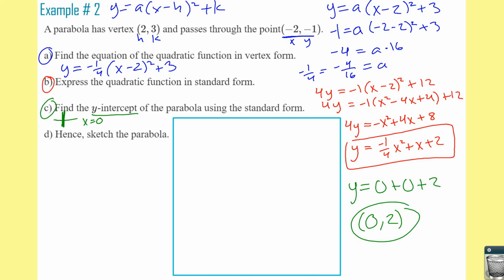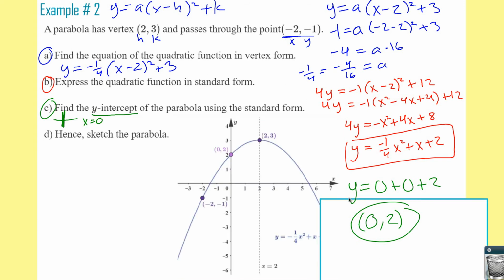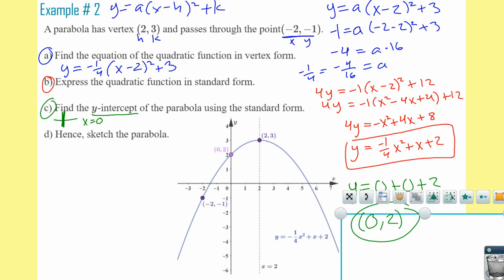And the last part is doing a nice little sketch. And, oh, my thing didn't grab. Oh, there we go. It's just slow. Computer, I guess, got a little overloaded.